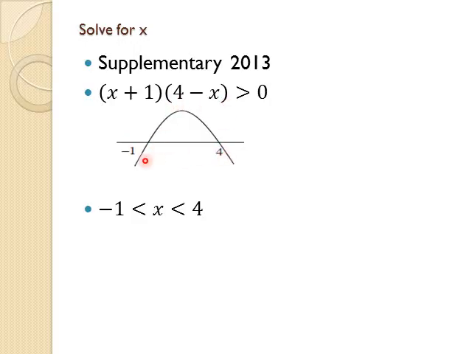Alright, so this reads negative, positive, negative. So positive is greater than, negative is less than. So there it's greater than 0. Right, x greater than negative 1 and less than 4, because it's a combined answer in between minus 1 and 4. If it was outside minus 1 and 4, then it would be separate and we would use the word or.